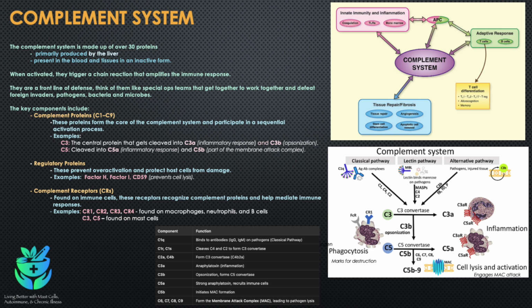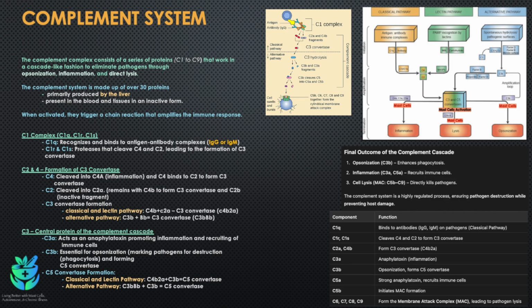There are complement receptors that are found on immune cells. These receptors recognize complement proteins and help mediate immune responses. Examples are complement receptors 1, 2, 3, and 4, which are found on macrophages, neutrophils, and B cells. And there are complement receptors for C3 and C5, which are found on mast cells.